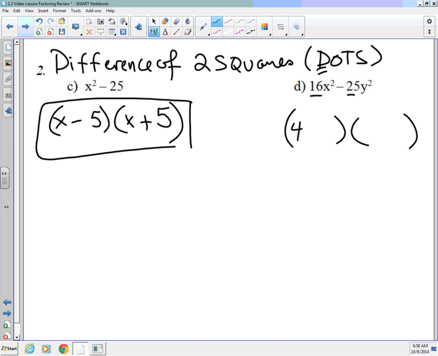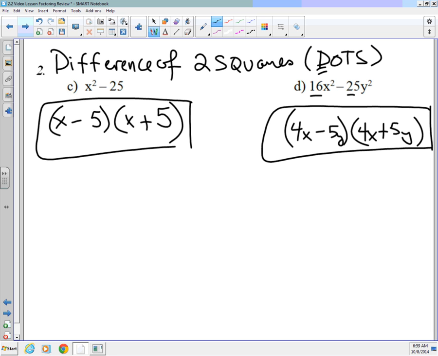16 comes from 4. That goes in one place there. 25 comes from a 5 and 5. X squared comes from an x, and y squared comes from a y. Whoops, I didn't give myself enough room over here. So this is 5y, 5y, minus, plus, you're done.